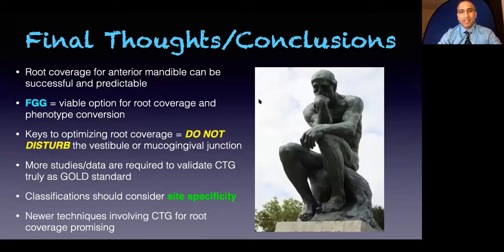So some final thoughts and conclusions are that root coverage in the anterior mandible, as I hope I've been able to impress upon you, can be successful and predictable, and that the free gingival graft is just as viable an option really as the connective tissue graft for root coverage, and more importantly, phenotype conversion. But the key really lies in not disturbing the vestibule or the mucogingival junction.